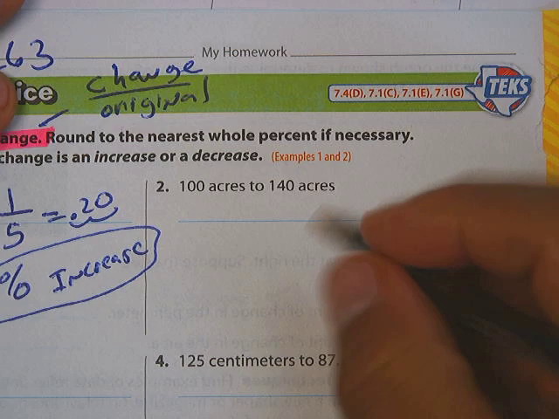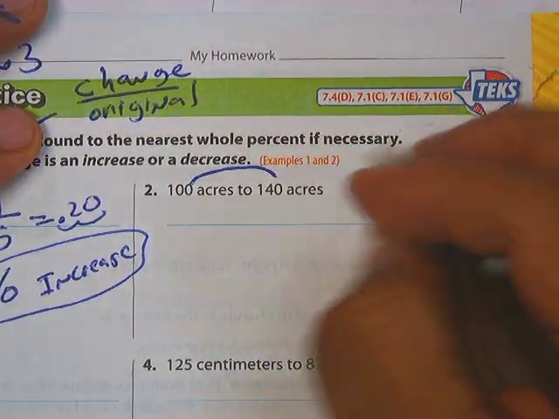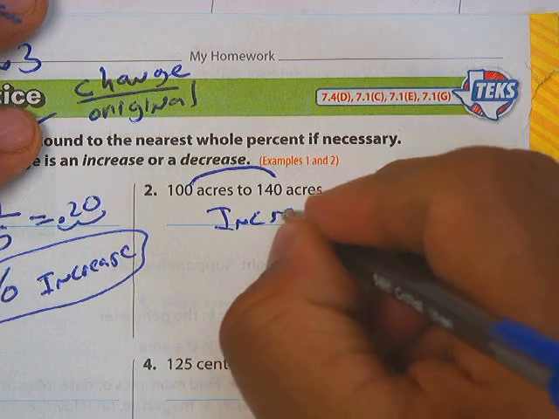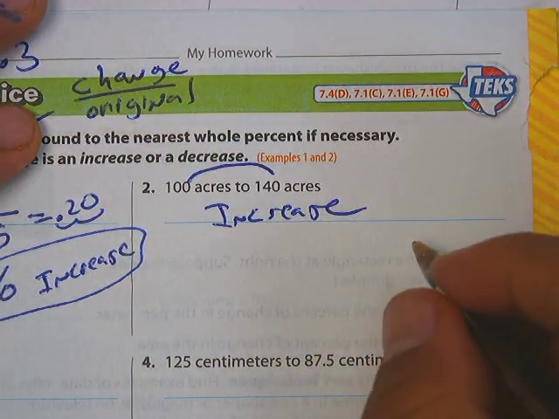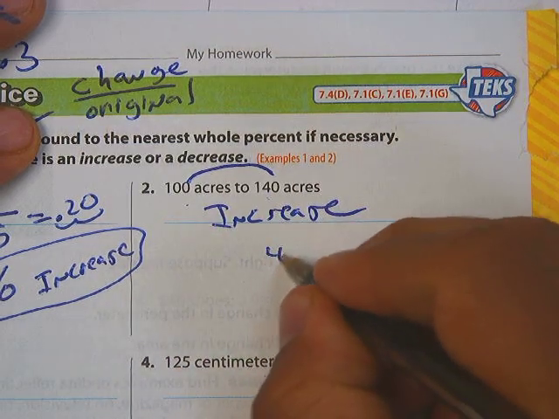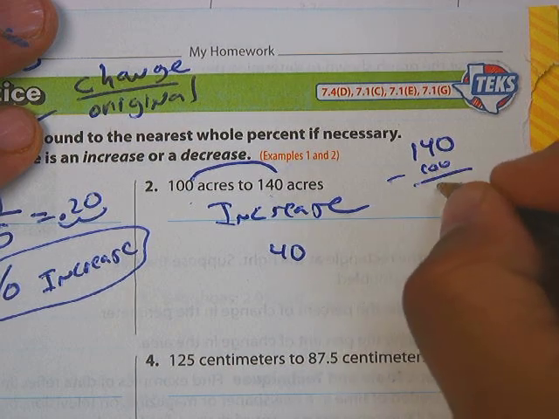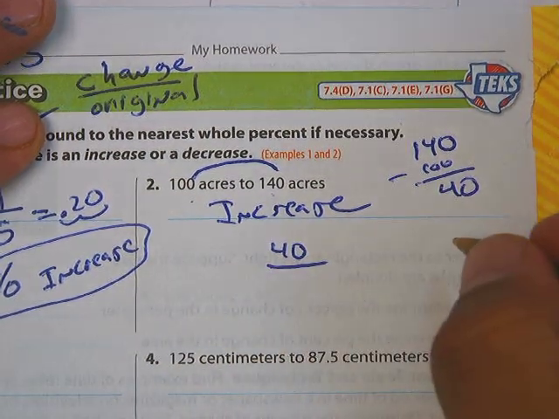Okay, find the change. Number 2, change over original. I went from 100 to 140, so obviously I have an increase. How much did I increase? From 100 to 140, that's 40. That's the change. Or you can put 140 minus 100, and I get 40.